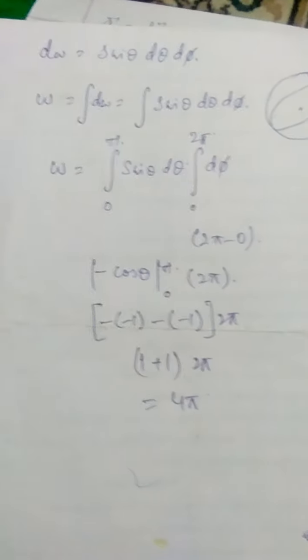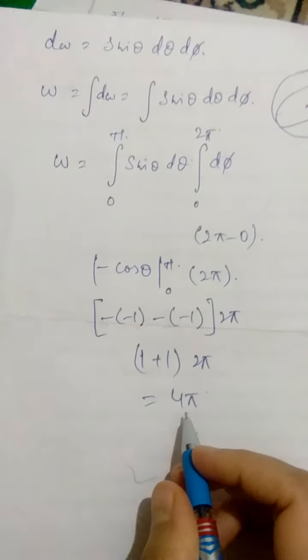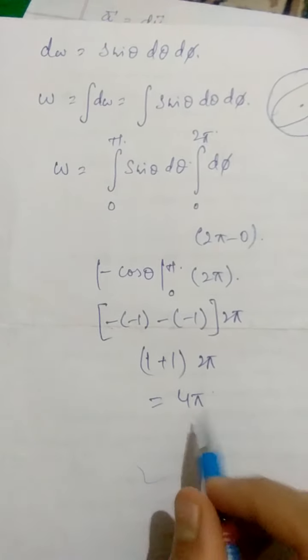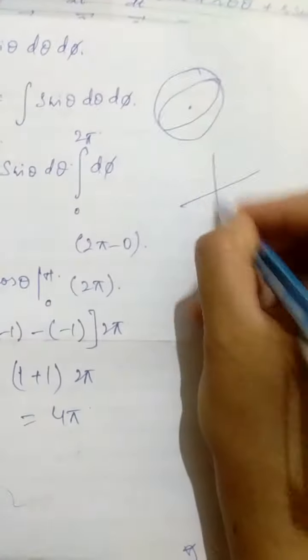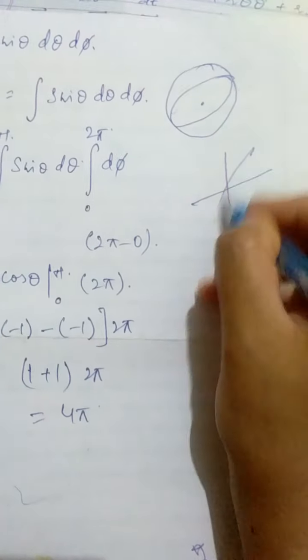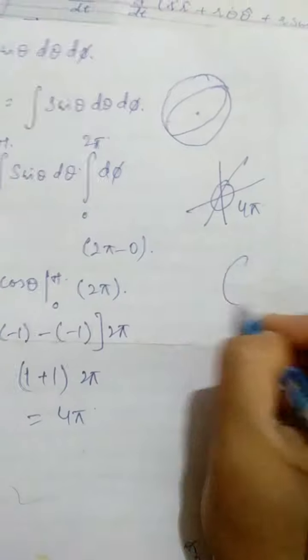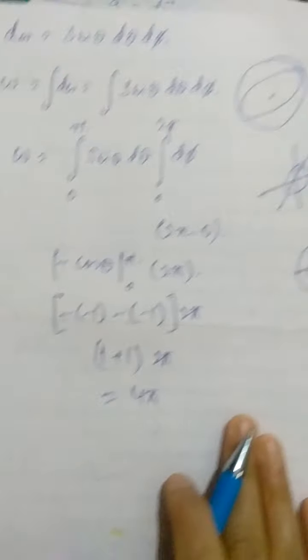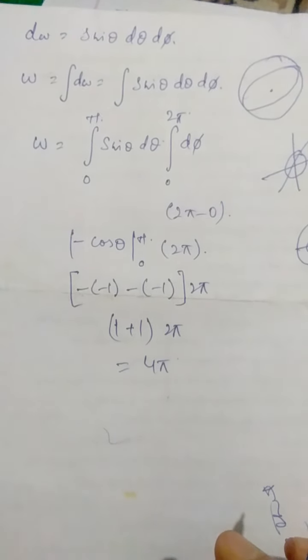And all of us know that the angle subtended at the center of a sphere is how much? 4 pi. And we have come to the same conclusion even through the concept of a solid angle, right? So the angle at the center of a sphere is how much? 4 pi. This angle is 4 pi. Whereas in case of a plane, it is only 2 pi. So I hope that gives you an idea of spherical polar coordinates. And that's all.